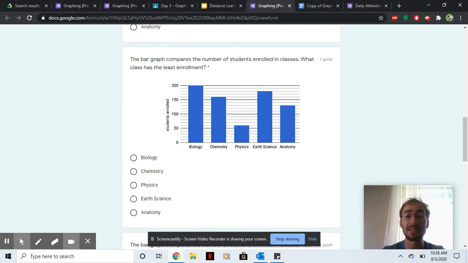Next one, which class has the least enrollment? That'd be physics with only 60. So that'd be physics because it has the lowest bar.